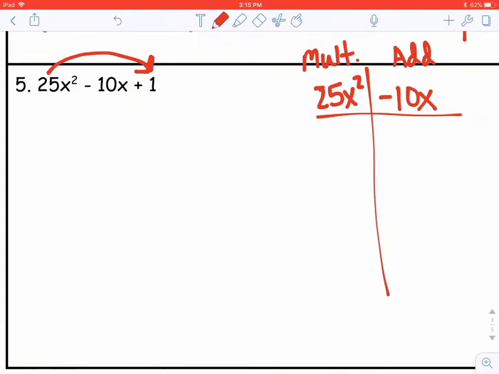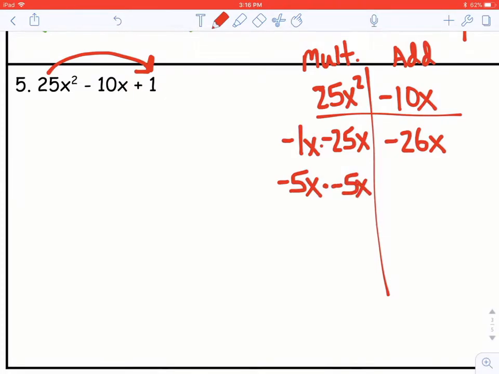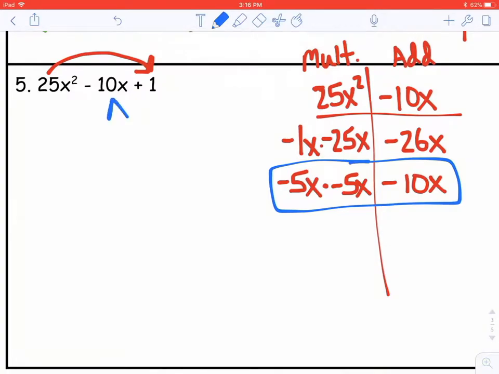So if we need to add to get a negative and multiply to get a positive, that means we need to have two negative numbers that would give us these values. So negative 1x times negative 25x would multiply to give us 25x squared, but then they add to get negative 26x, so that's not quite right. And then 25x squared could come from negative 5x times negative 5x. And when we add those two together, voila, we get negative 10x. So those are our magic numbers that we're going to bring over here.